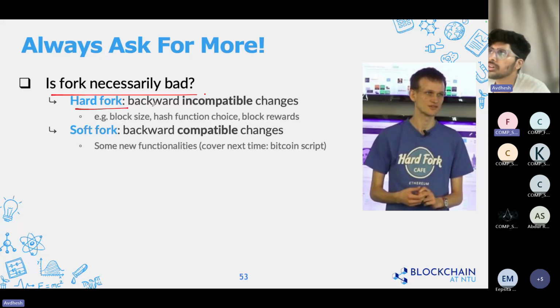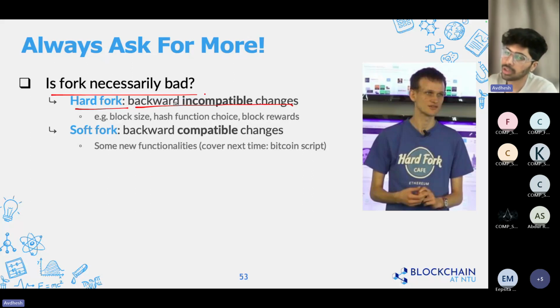A hard fork is a backward incompatible change. If I'm making a hard fork of Bitcoin, whatever new technology I'm going to invent or implement on the new fork will not be compatible with, or executed on, the original blockchain as well. Let's suppose I do the hard fork with SHA-512. SHA-512 and SHA-256 are completely different.